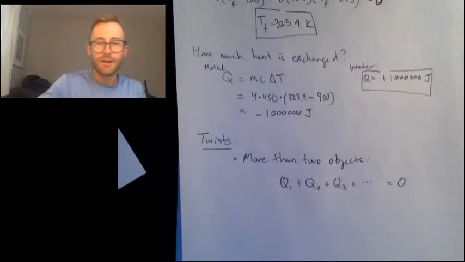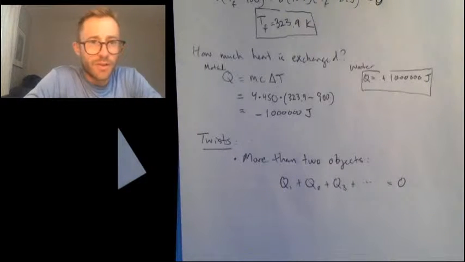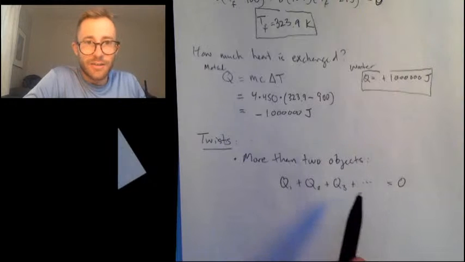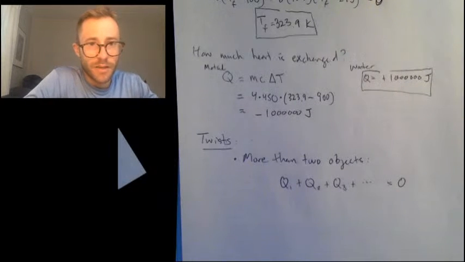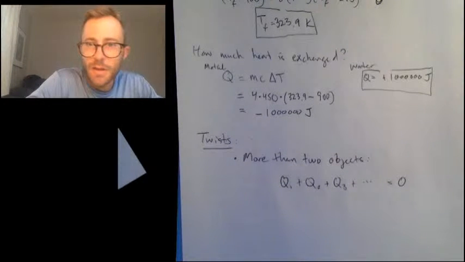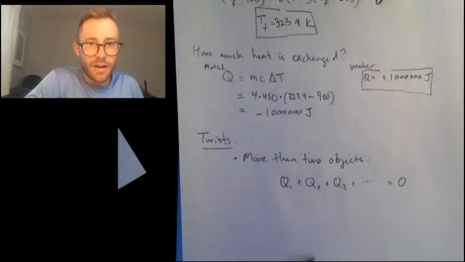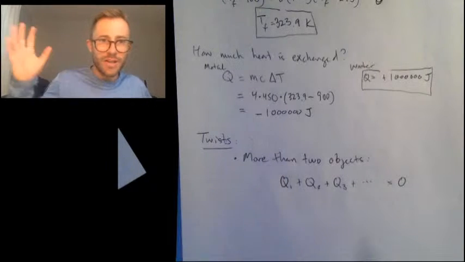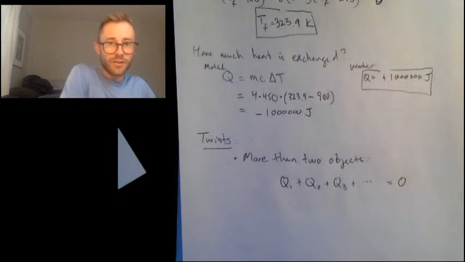So however many objects you have, the total amount of heat gained by that system has to be 0. Okay, so I think there's a problem on the homework with 3 items. And that's just conservation of energy. The heat is moving around between them, and there's no heat coming in from outside. There's no energy coming in from outside, so the total amount has to stay the same.